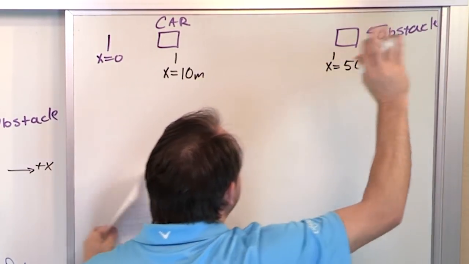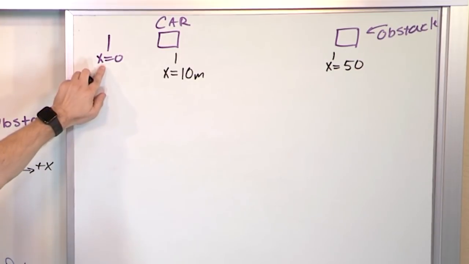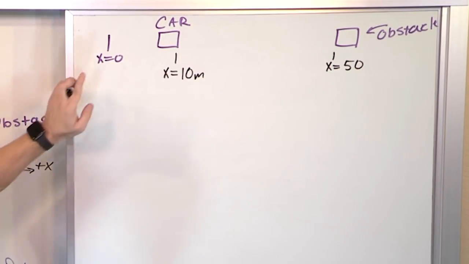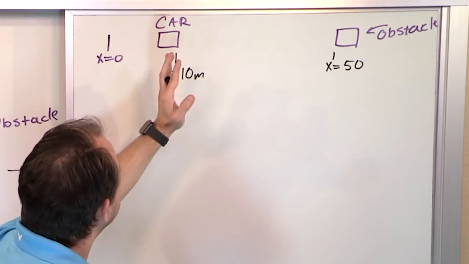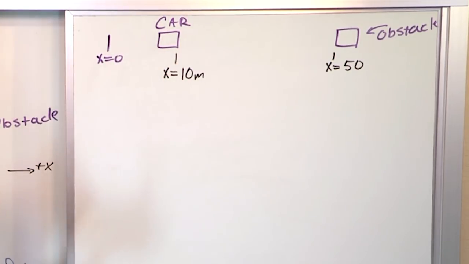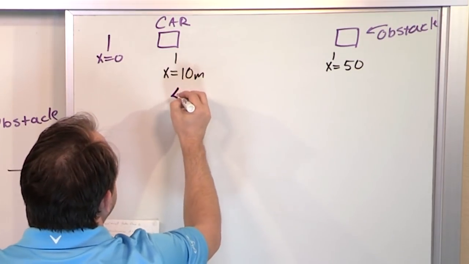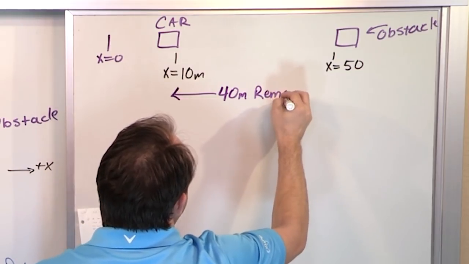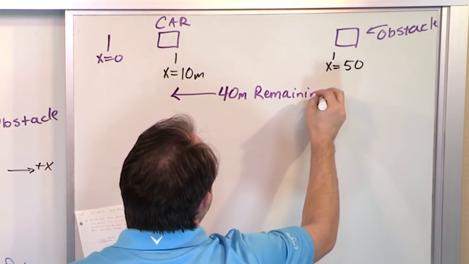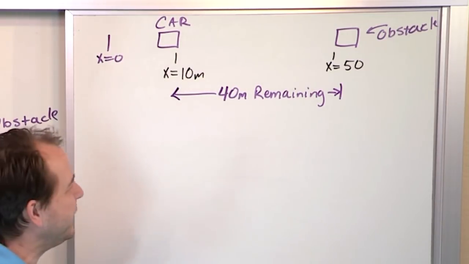So in other words, nothing has changed. The obstacle is still 50 meters away from the initial place the car was when the problem started, but it just so happens that after the reaction period is over, the car is not here anymore. The car is really here. So what you really have, just to boil it down, is 40 meters remaining. And that's what they didn't tell you in the problem. They want you to calculate that you have 40 meters left remaining.